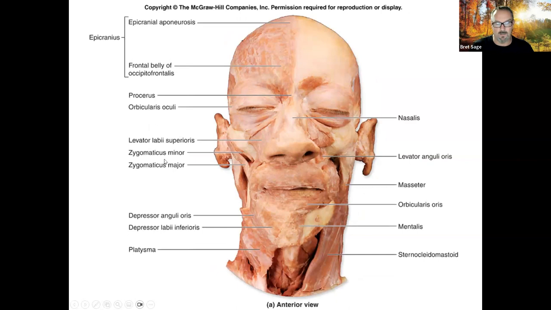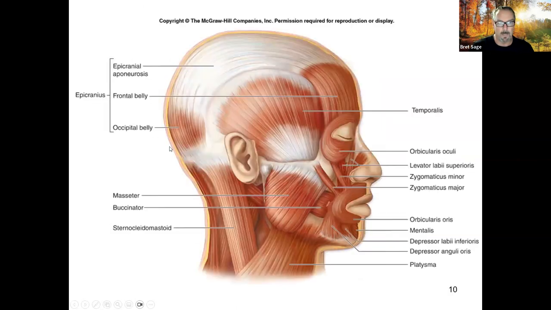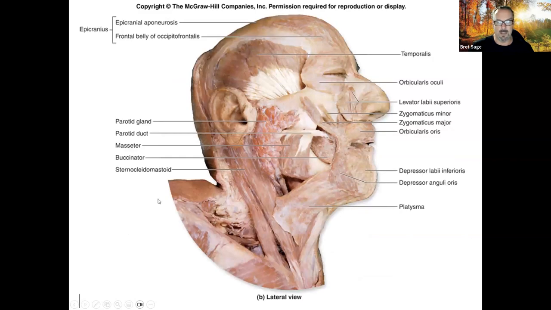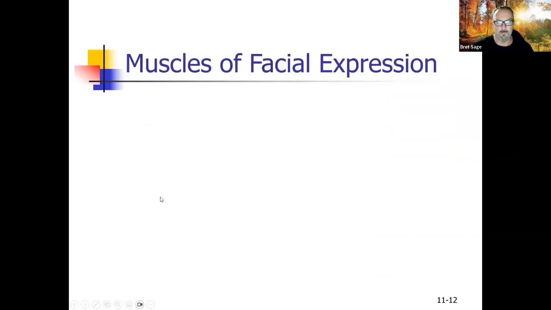This is showing you the muscles of a cadaver. These are the lateral muscles of the face and head, temporalis covering the temporal bone, and you can look at all the rest of these. Masseters, the main muscle associated with chewing, along with the temporalis. And the same muscles then in a cadaver.